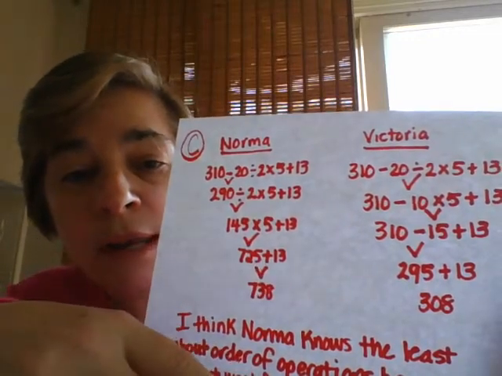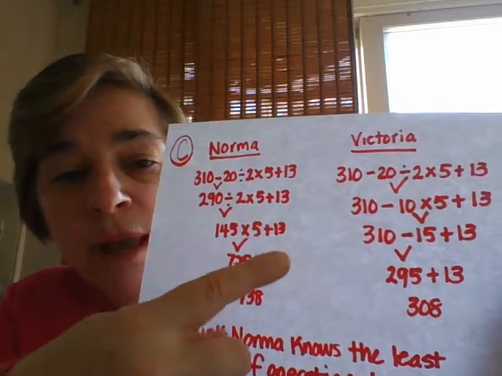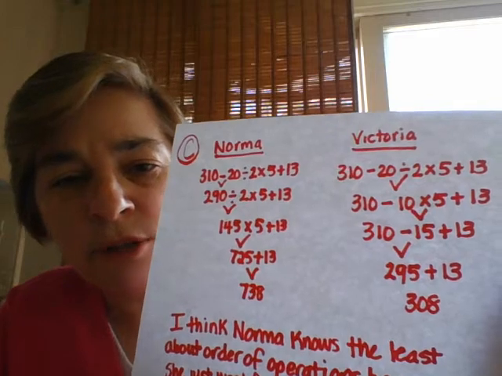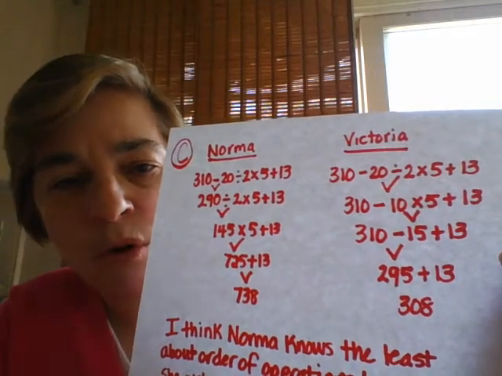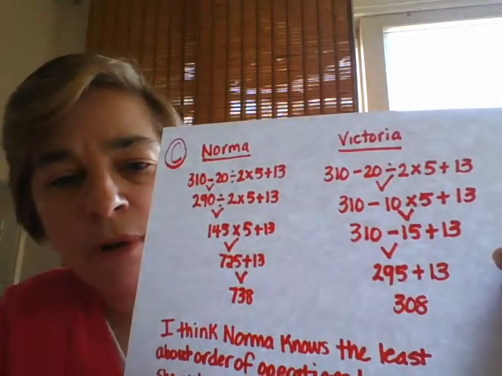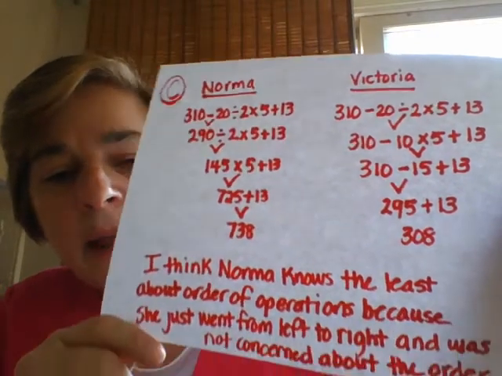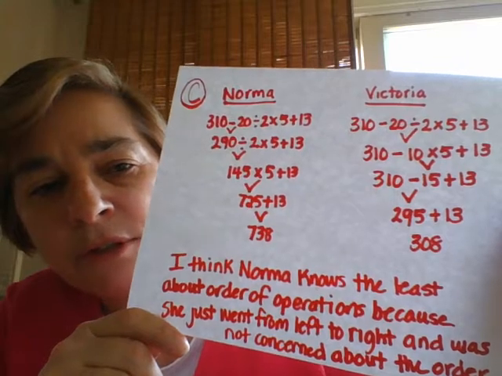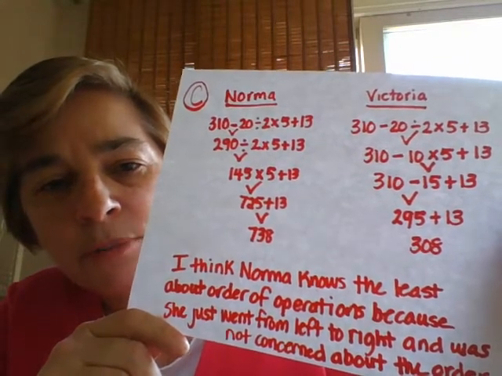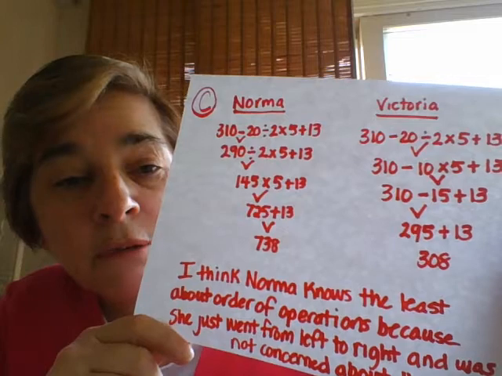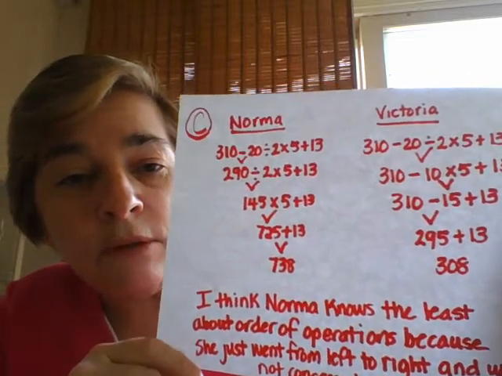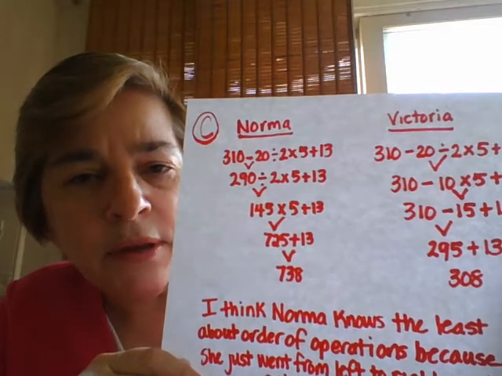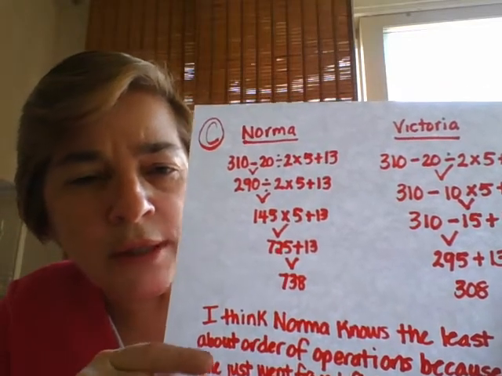Norma, on the other hand, goes from left to right for everything. She doesn't even bother with multiplication, division, addition, subtraction. It's all the same thing. She's just going from left to right. So she really doesn't have that understanding of multiplication and division first before addition and subtraction. And Archie, I mean, he did okay on some of it. Half of it he got right, but the other half he didn't. So Norma knows the least.